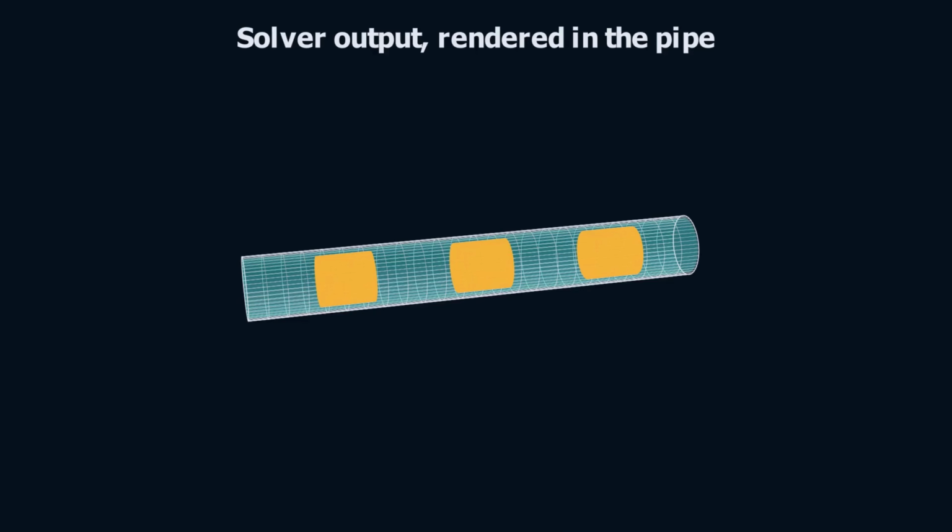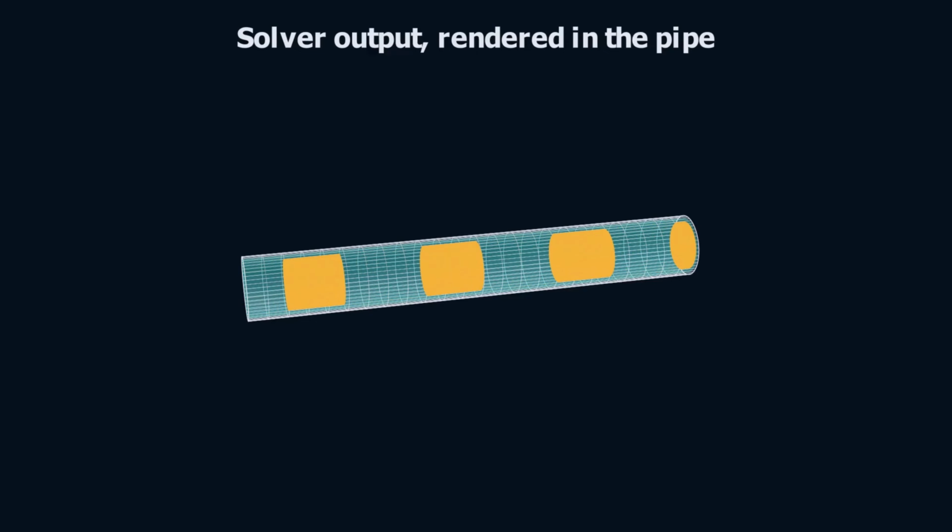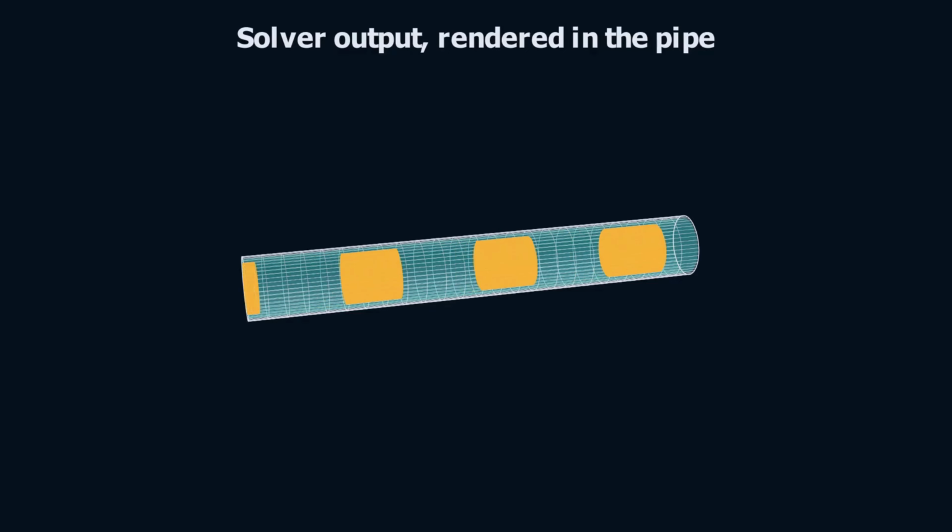Now look closely at the slug noses, the front edge of each gold pocket. They are softening as they travel. That blur is numerical diffusion. It is not physics. It is the price first-order upwind charges for its stability, and it grows a little with every single time step. This is the honest trade-off at the heart of CFD, stability against sharpness.